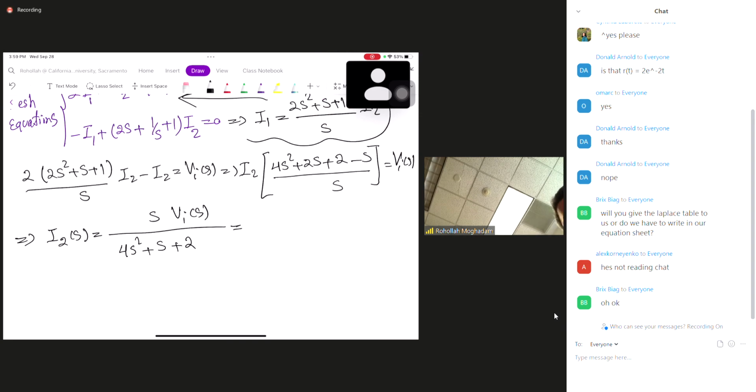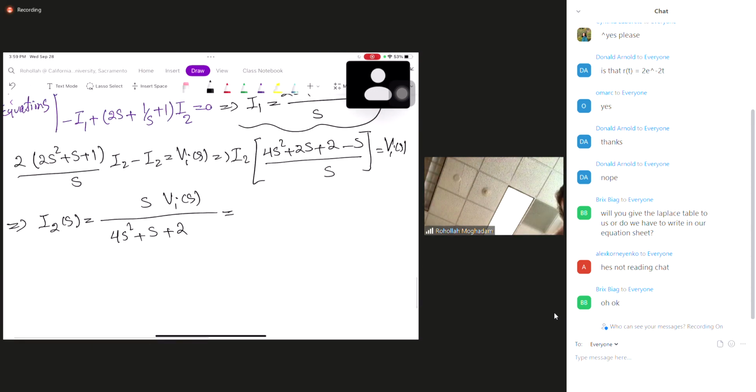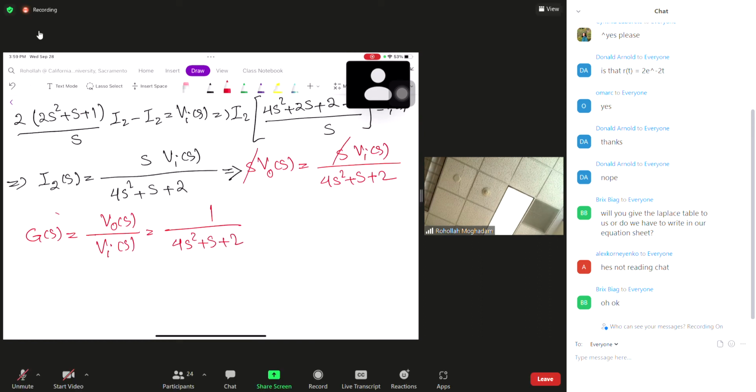And we know that from here, I can say that I2 of s is s VO of s. I can write it as s VO of s is s VI of s over 4s squared plus s plus 2. I can take out these two s, then G of s as VO of s over VI of s becomes 1 over 4s squared plus s plus 2.